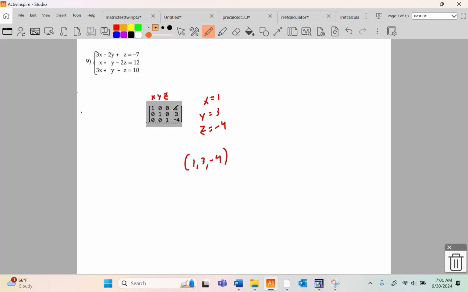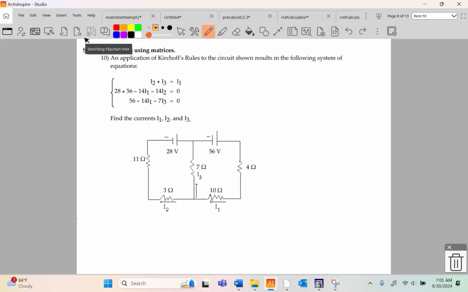So take that last column, turn it into a triple. This one will bug the living snot out of kids. And I don't know why, but boy, it really does. This is Kirchhoff's rule. And kids get so confused about these i's. Well, here's what you do. You let I1 be x, I2 be y, and I3 be z. So this line right here would say y plus z is x.